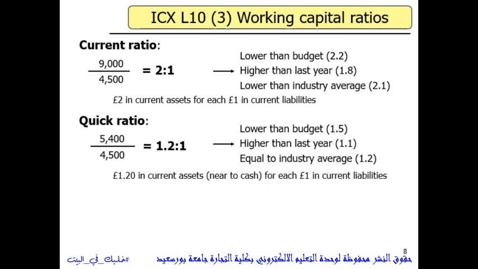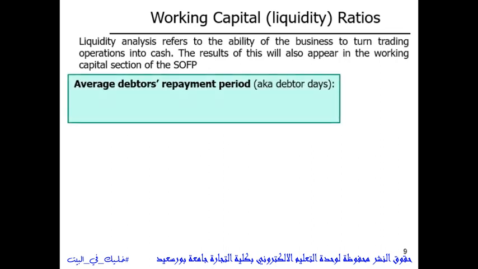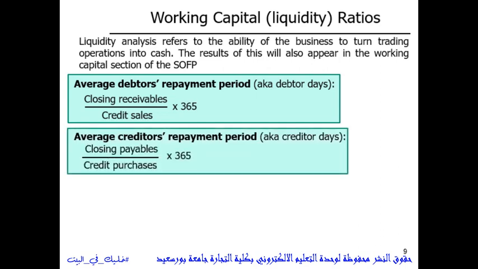It should also be remembered that the budget ratio planning creates expectations that managers will work towards on a daily basis. This is an aspect of individual and group motivation relevant to the study of business and business accounting. So now, how to calculate working capital ratios or liquidity ratios. Liquidity analysis refers to the ability of the business to turn trading operations into cash. The results of this will also appear in the working capital section of the statement of financial position. We have four main ratios in the working capital ratios.